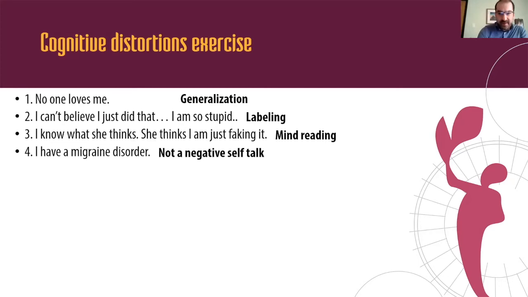Not everything that we think about is actually negative self-talk. We need to differentiate fact from negative self-talk. I have a migraine, it's a fact. I have something that is called a migraine. However, if I had said, I have a migraine disorder, I will never be, I don't know, or I'm such a loser, or whatever that means, that other part of the sentence is a cognitive distortion. Good. What do you all think?